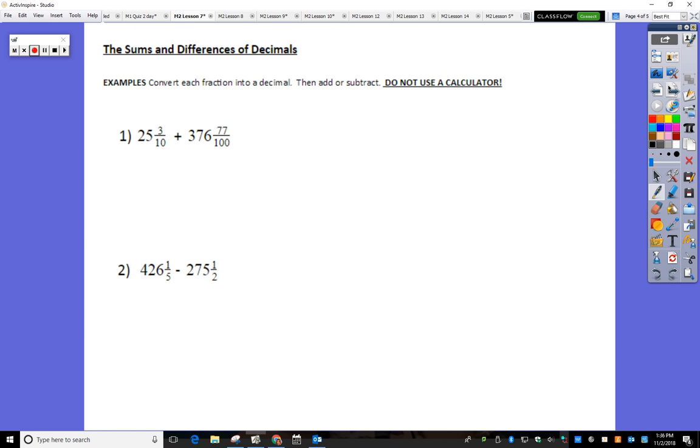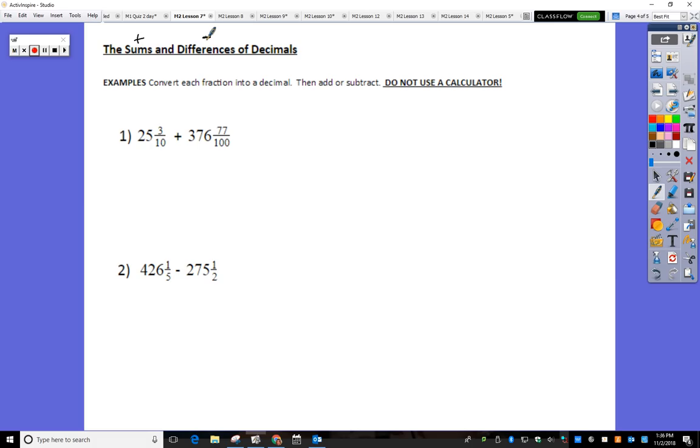And now we're going to get into sums and differences of decimals. And just a reminder, a sum is the answer to an addition problem, and a difference is the answer to a subtraction problem. Now, you may be looking at this and seeing that the title says the sum and differences of decimals, but we're looking at fractions. Well, we're going to actually use fractions to do this.